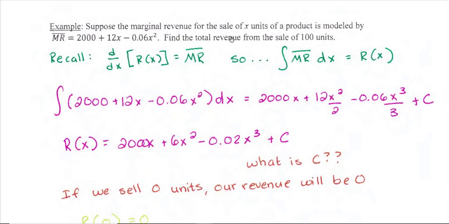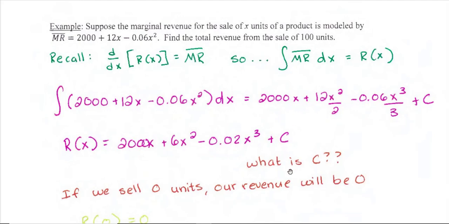So if I want to find revenue and I'm given this marginal revenue, then I'll go ahead and integrate that 2,000 plus 12x minus 0.06x squared with respect to x. That's going to give me 2,000x plus 12 times x squared over 2 minus 0.06 times x to the third over 3 plus c. Now when we simplify this, we get 2,000x plus 6x squared minus 0.02x cubed plus c.